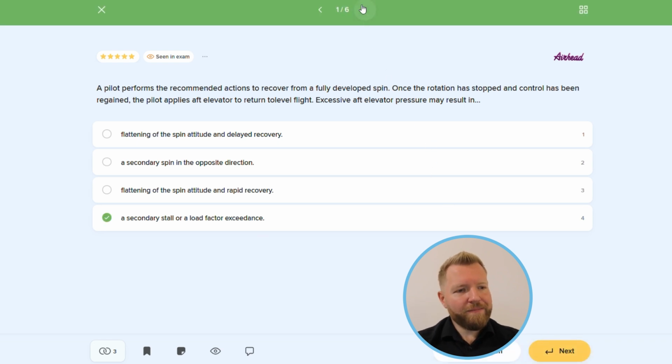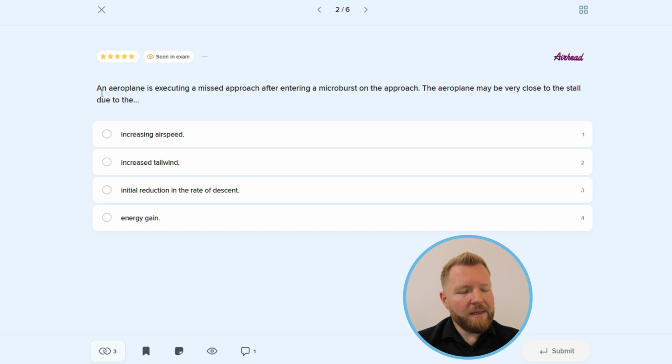Alright, question number 2. An aeroplane is executing a missed approach after entering a microburst on the approach. The airplane may be very close to stall due to: increasing airspeed, increased tailwind, initial reduction in the rate of descent, or energy gain.